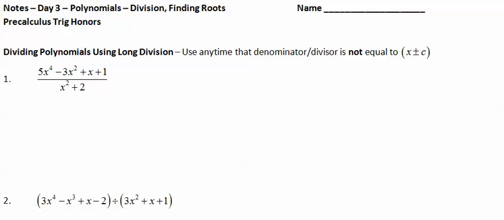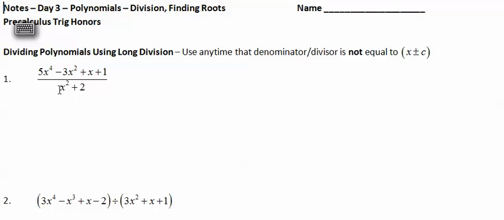Okay, here goes round two. I know that many of you had problems with the videos before, so I've tried a different approach here. Okay, we're going to use long division. Long division is really a pain, but it is necessary when you have a divisor that is not in the simple form x plus a number or x minus a constant.